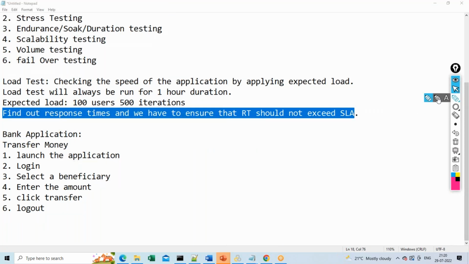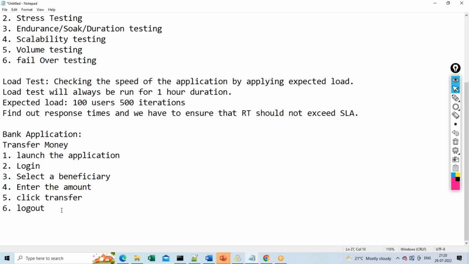Okay, now hope all of you understood what is one iteration, or what is iteration. Hope everyone understood what is iteration. When you execute all the steps of a scenario once, that becomes one iteration. Okay, now that is about load test case.